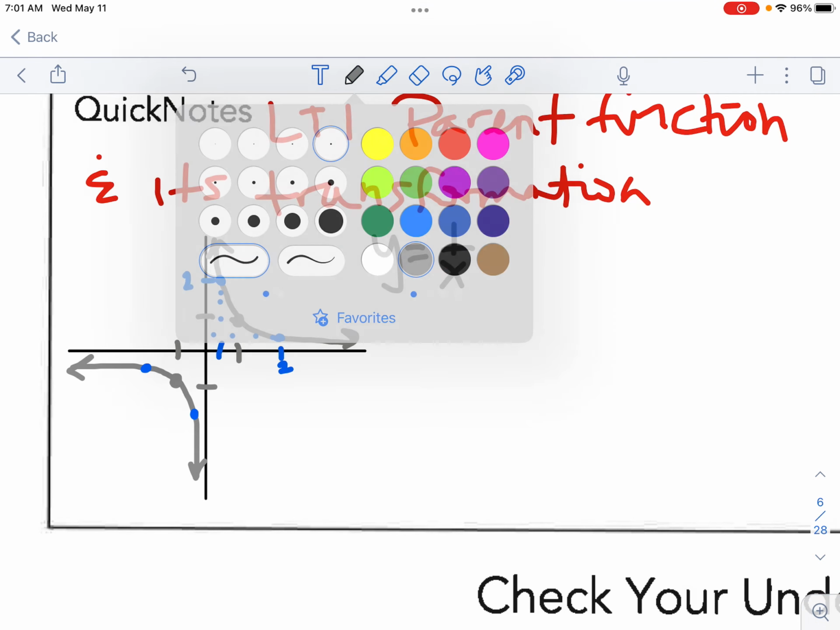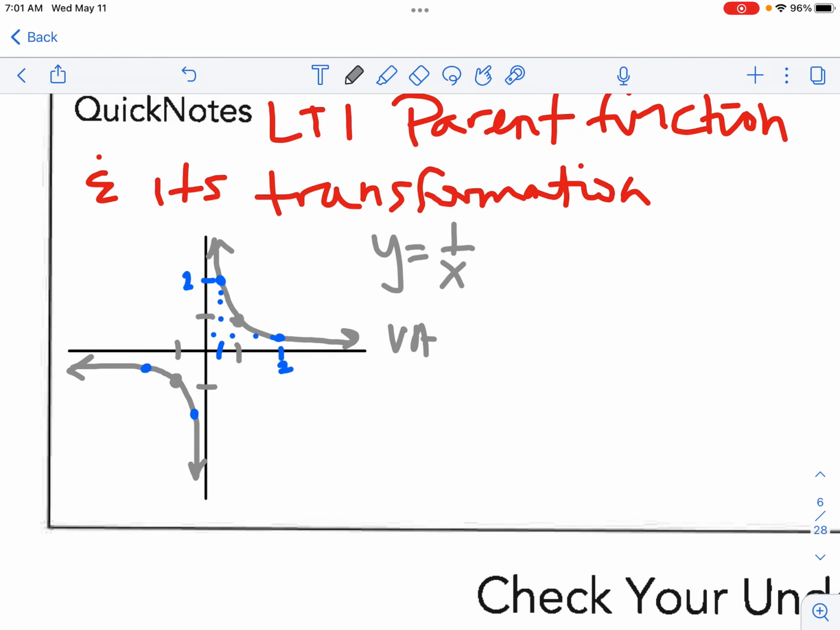So the parent function, then the characteristics are, we have a vertical asymptote at x equals 0. We have a horizontal asymptote at y equals 0. The vertical asymptote, because that makes the denominator 0, the horizontal asymptote, because that's where our end behaviors are as x gets really far away from the origin. So those are the reasons why. And as far as the range goes, like the range of values, right? The range is that we don't have any y equals 0s. We can't get to that horizontal asymptote.